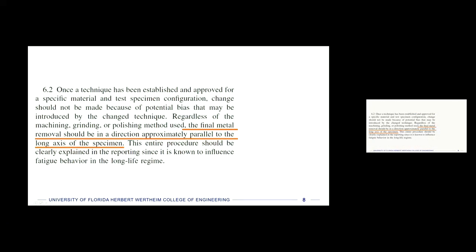I'm just pointing out the most important parts of what's in this specification. It says once a technique has been established and approved, and test specimen configuration, et cetera, change should not be made because of potential bias that may be introduced by the changed technique. So once you get a set of samples and you say how you're going to prepare them all, you've got to do them all that way. You can't change midstream. This entire procedure should be clearly explained.